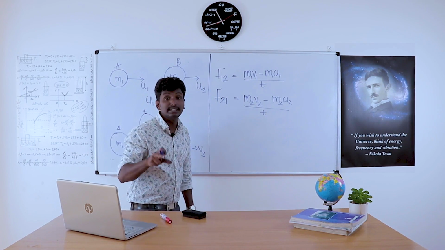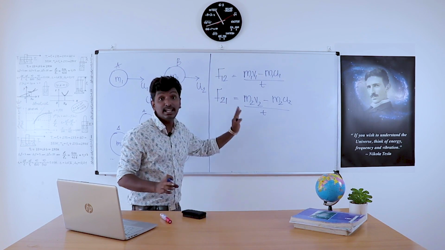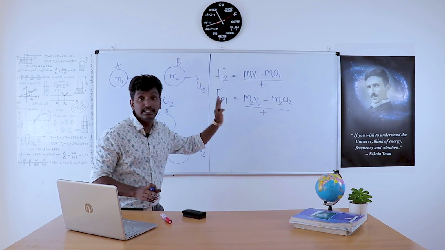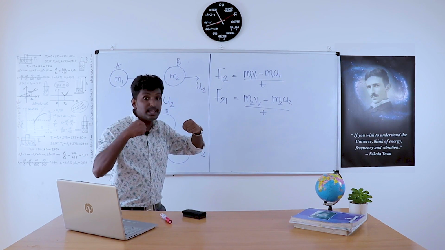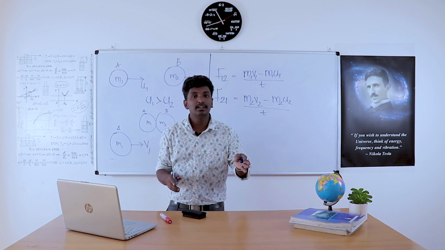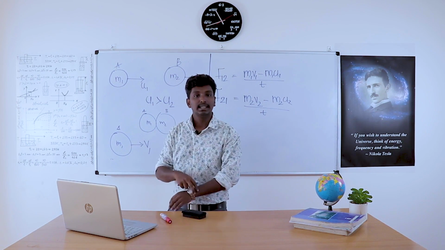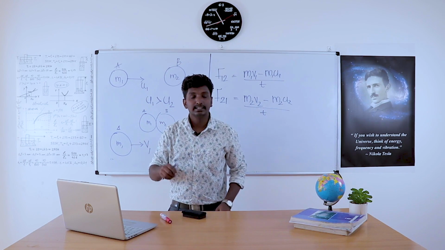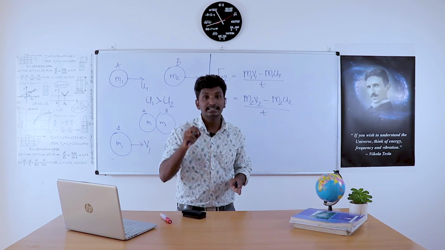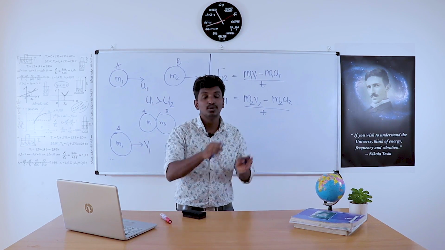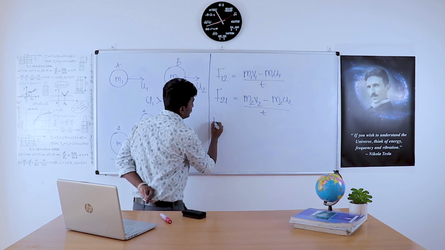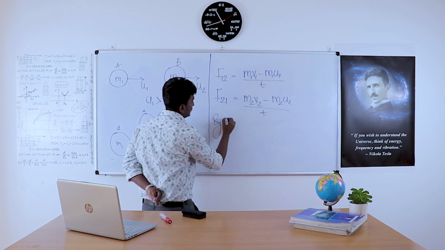Then by Newton's third law, for every action there is an equal and opposite reaction. When A collides with B, A applies a force to B, that is the action. At the same time, B will apply a force to A. That's the reaction. That means the force applied by A on B is equal and opposite to the force applied by B on A.